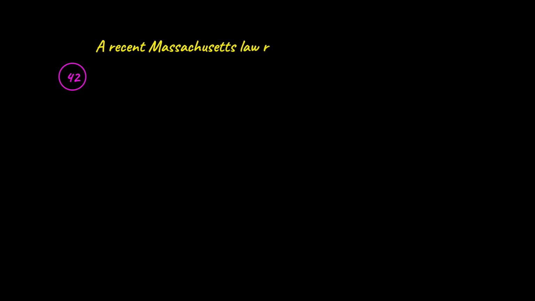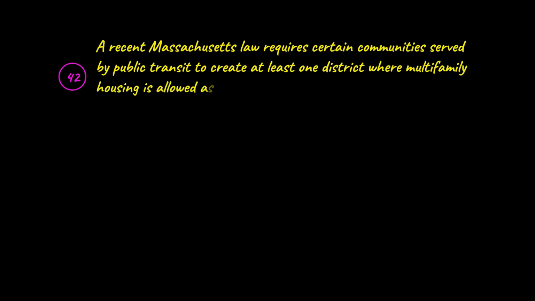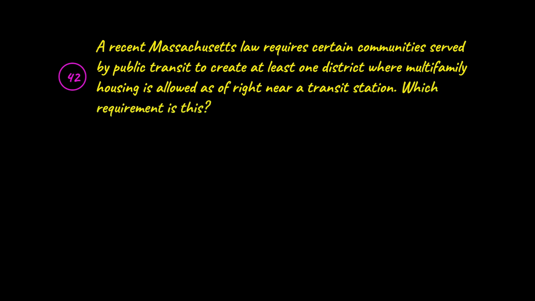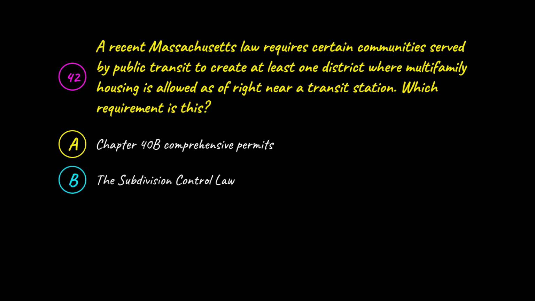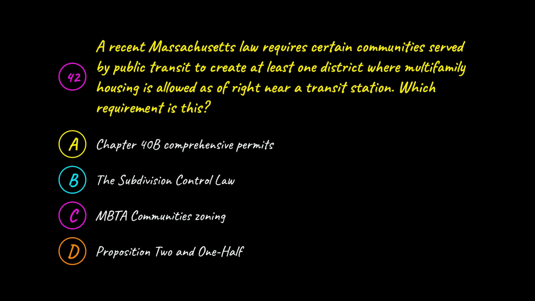Question 42. A recent Massachusetts law requires certain communities served by public transit to create at least one district where multifamily housing is allowed as of right near a transit station. Which requirement is this? Your options are A. Chapter 40B comprehensive permits, B. The subdivision control law, C. MBTA communities zoning, D. Proposition 2 and 1/2. Take a second. Which answer would you pick?